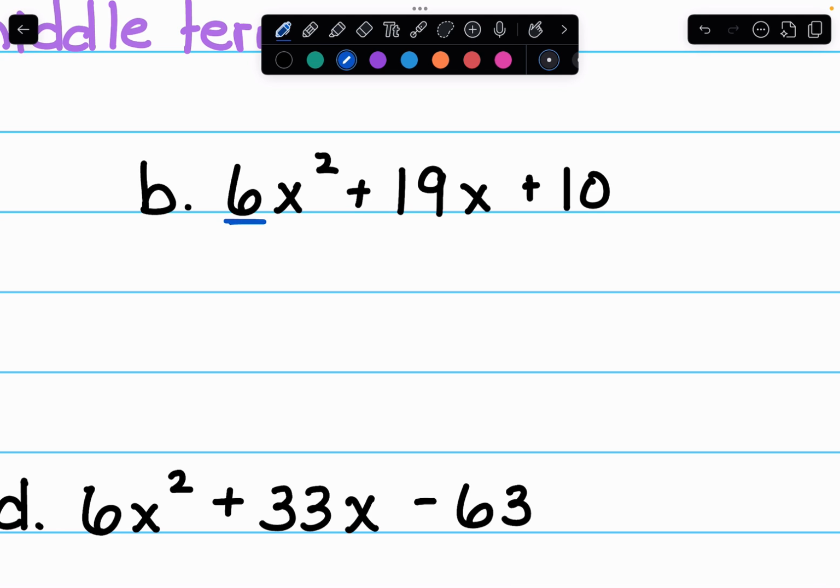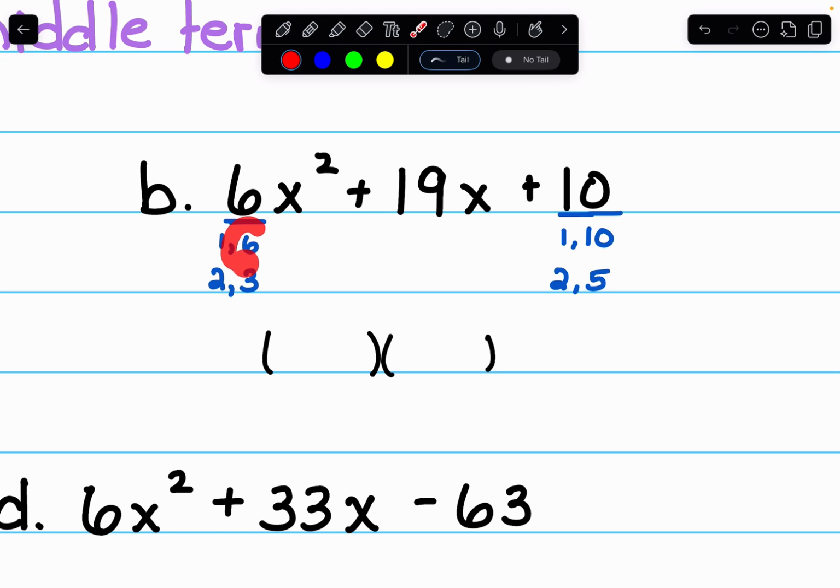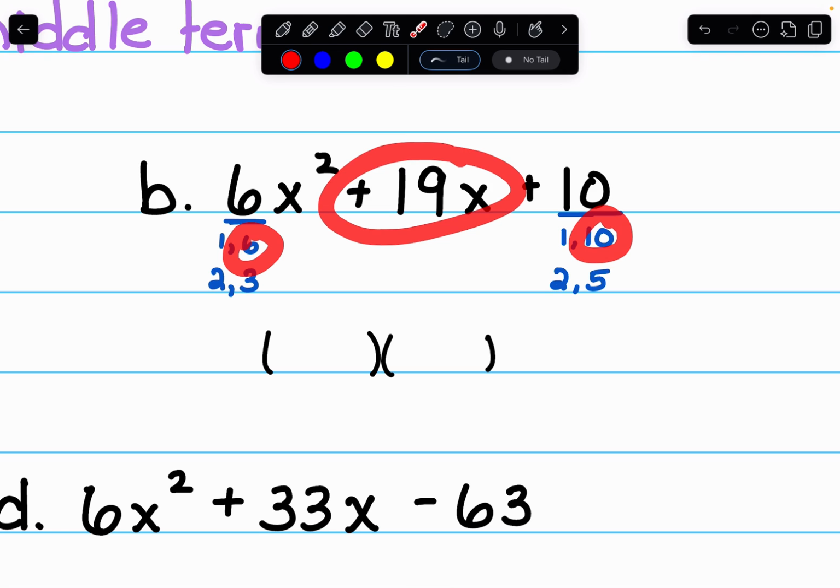List the factors of both. 1 and 6, 2 and 3. 1 and 10, 2 and 5. Okay? It's going to be pretty obvious most times when you're going to use your 1 in your number. Okay? A quick way to check is to multiply these together. 60, that's not even close. And then add them. 16 doesn't give me 19.